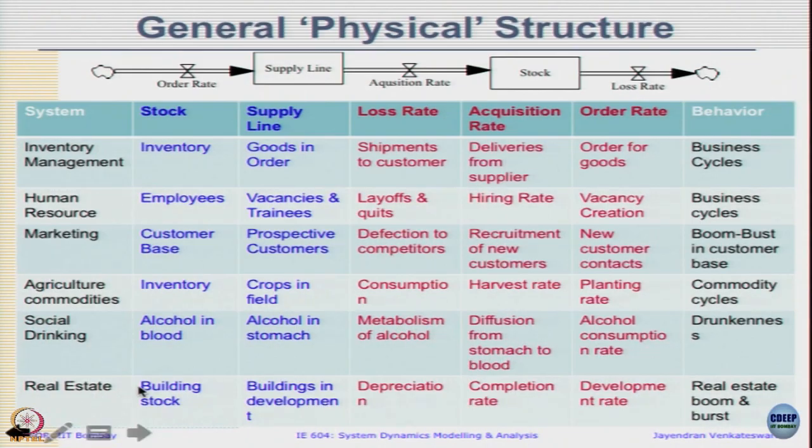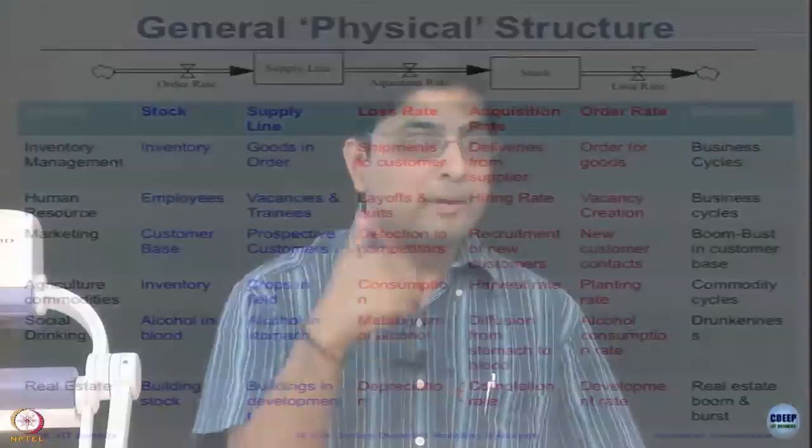In real estate, we have building stock, buildings under development is the supply line, and when buildings depreciate, that is a loss rate. Completion rate adds new buildings to the stock, development rate adds to the supply line. This results in real estate boom and bust, where multiple players are building a lot of buildings, but based on the current demand, new developers come into play. The result is total building stock increases, then price goes down, then they hold again, because they are not really worried about the supply line, they just keep building.